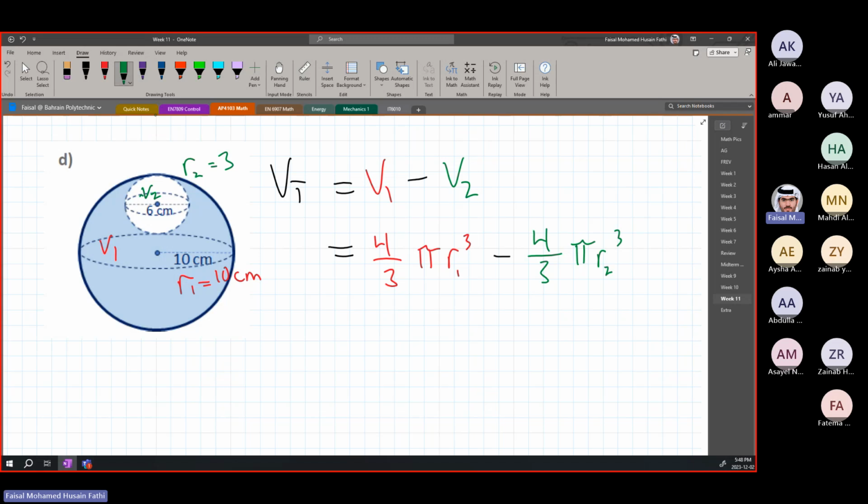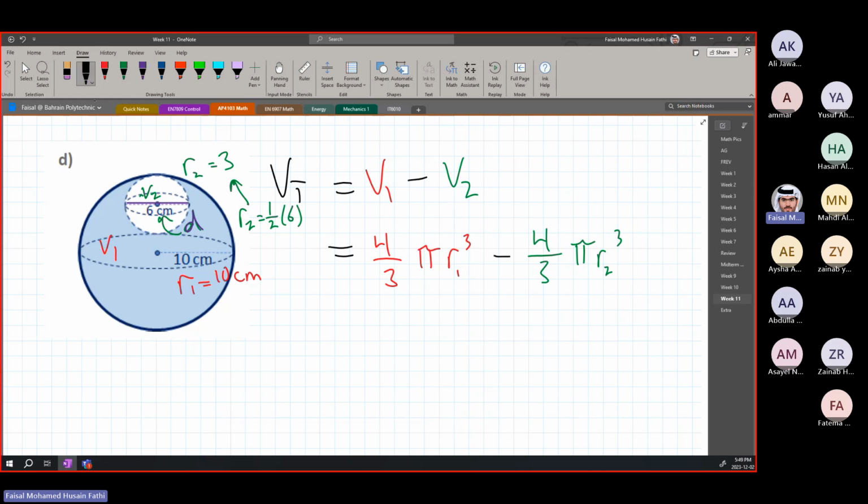3 centimeters. The diameter is given here. This is the diameter, not the radius. R2 has to be equal to half the 6, which is 3. Do not make this mistake. People make this mistake even in engineering 4th year, by the way. The given value here is diameter.